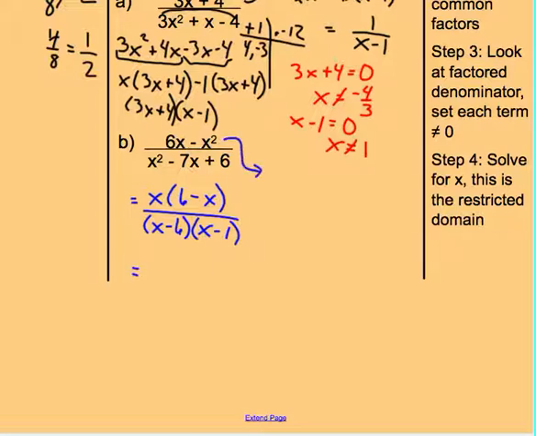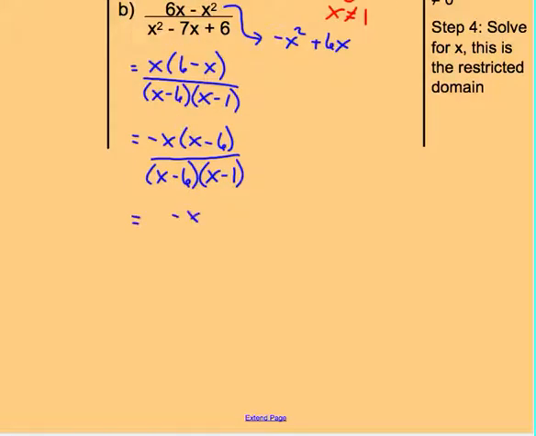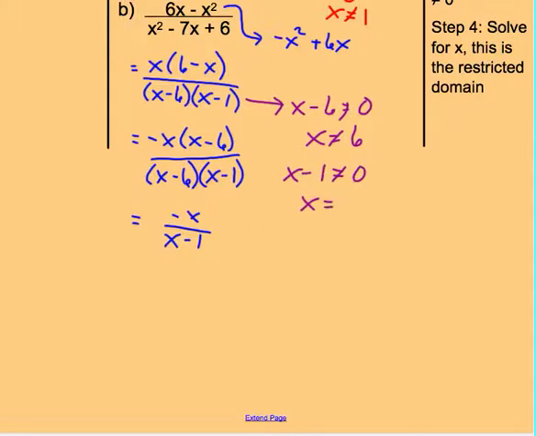So for those of you that might have a hard time following me, I'm going to rewrite this in standard form, and now I'm going to factor out a negative x. Now I've got a common factor, and I can get this a little bit more simple. Going back, looking at the restricted domain, looking at the factored form of the original denominator, making sure to use both terms, including the one that I canceled. x minus 6 cannot equal 0, so x cannot equal 6, and x minus 1 cannot equal 0, so x cannot equal 1.